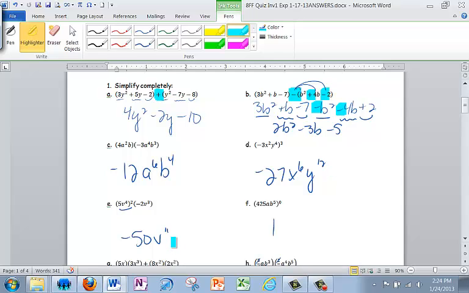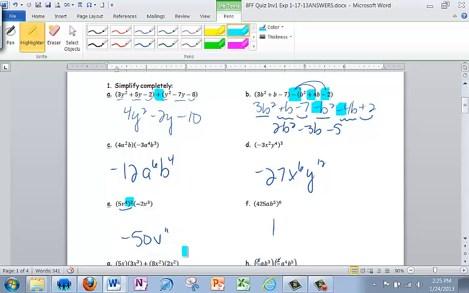Letter E, you have two things you have to do. First, you have to raise power to a power, and then you need to multiply them together. So, and a lot of you forgot to square the 5. 5 squared is 25. v to the 4th squared, that's v to the 8th. Then when you multiply them and add the exponents, you get negative 50 v to the 11th.